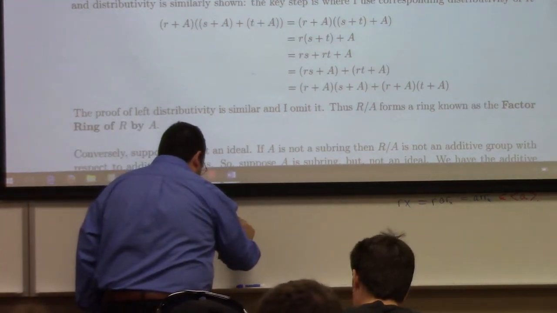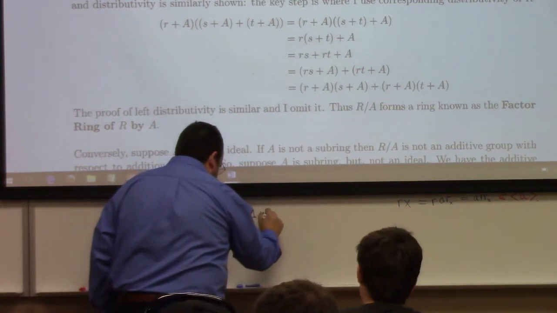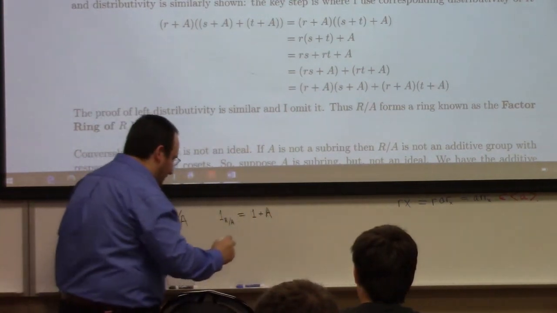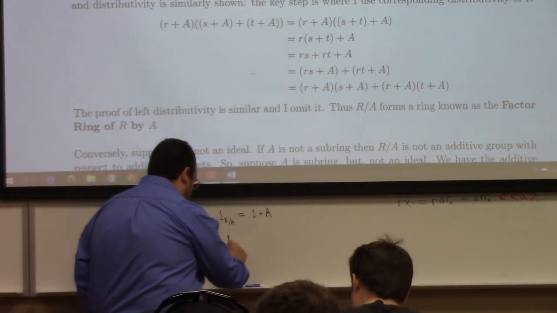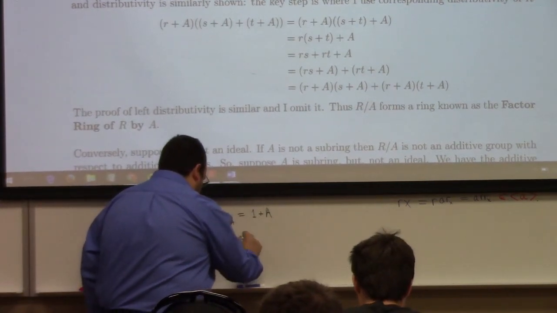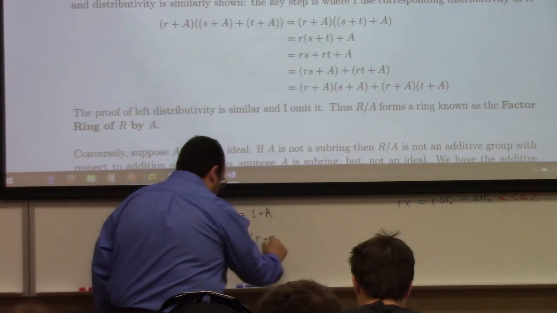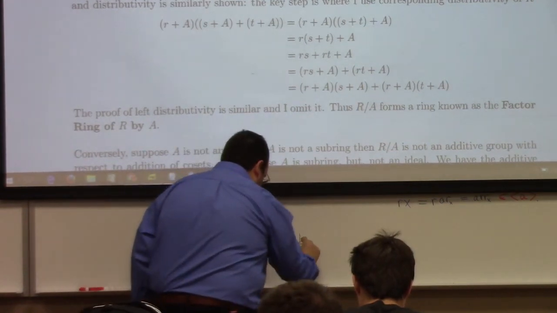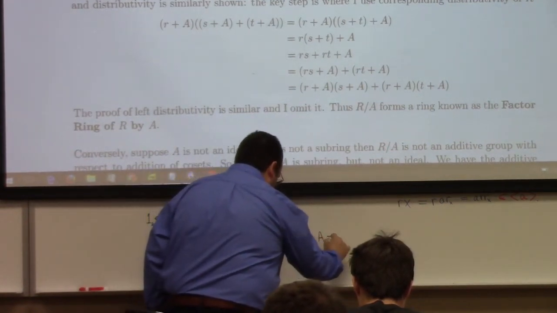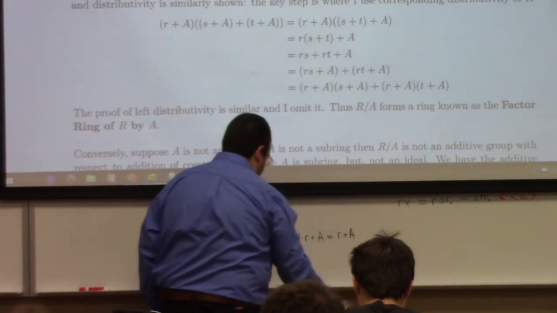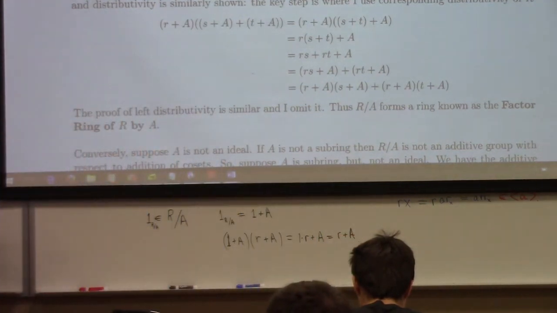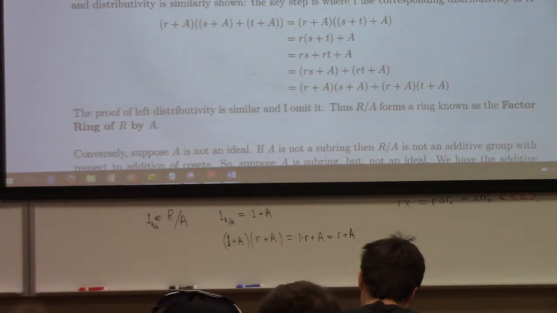Sam conjectures that it is equal to 1 plus A. That seems like a very good choice, because if we take 1 plus A, right, and we multiply it by anything, we get 1 times R plus A, which is R plus A. So there you have it. In fact, yes, the coset with representative 1 is the multiplicative identity of the factor ring.